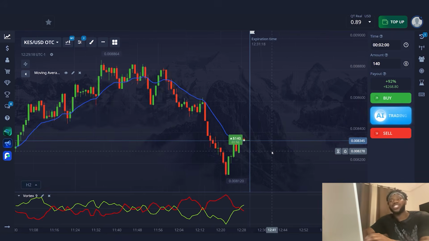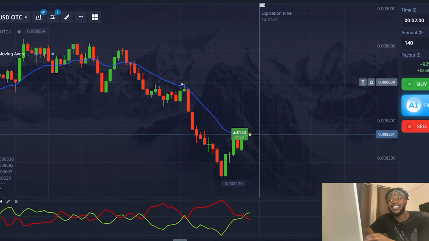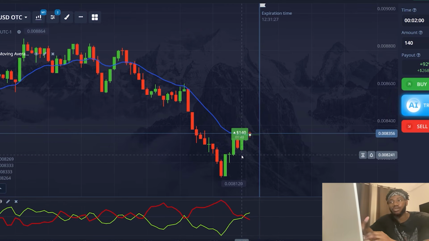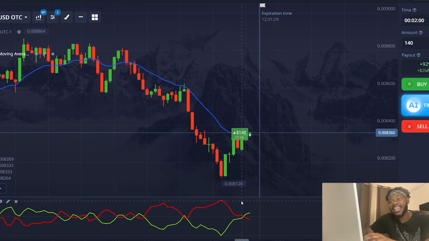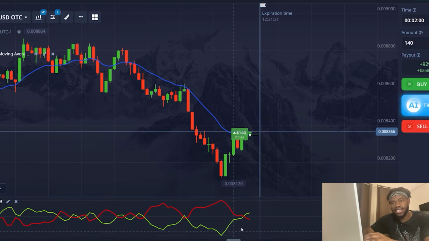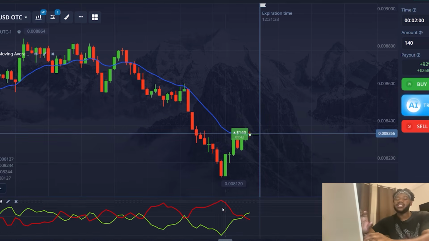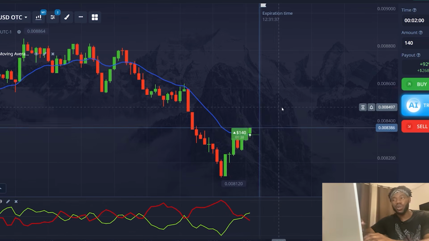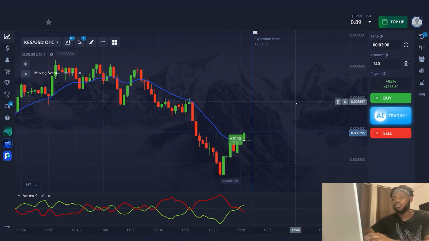Let's review the situation again. Look, the price has reached its minimum and started to rise. I saw that the price has already crossed the moving average line, which means an uptrend is formed and the price should continue to rise. Next, let's pay attention to the vortex. The indicator lines have already crossed each other too. The situation is formed and I have opened a trade.